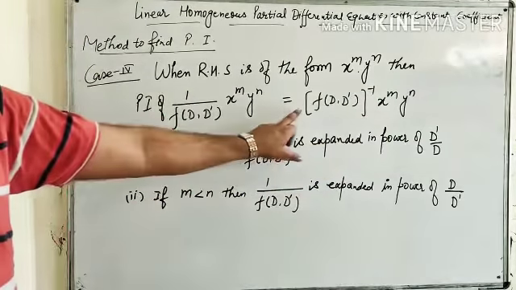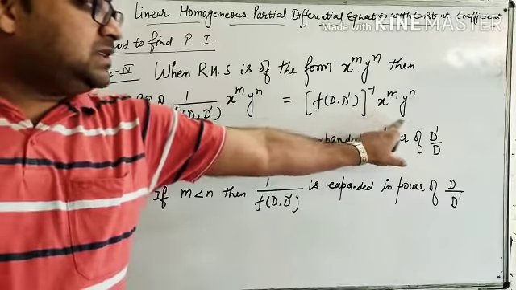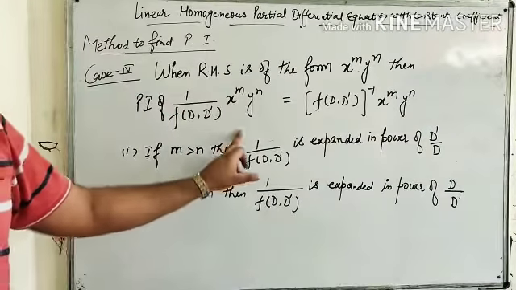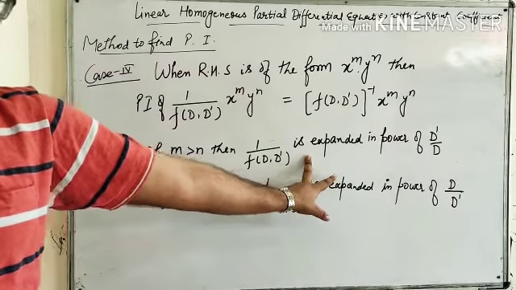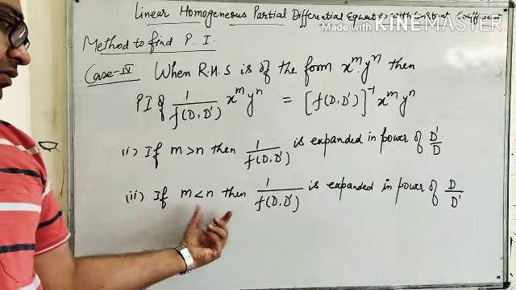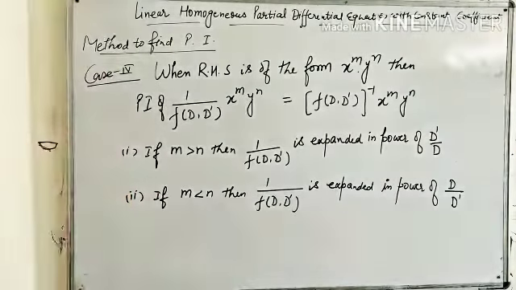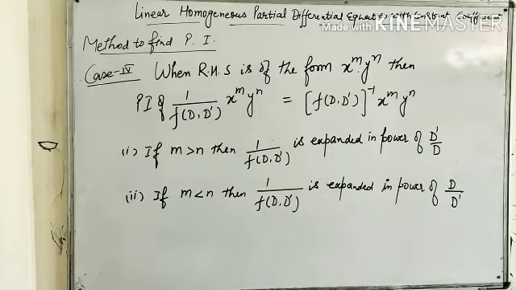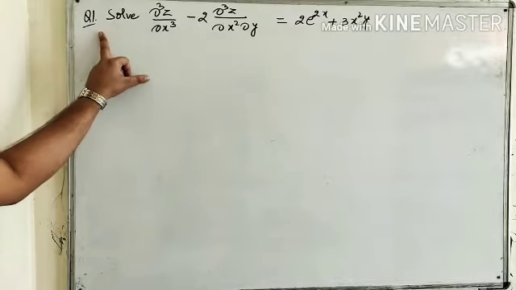Now the expansion of this particular function depends on the power of x and y, that is, it depends on m and n. If m is greater than n, then 1 upon f(D, D') is expanded in powers of D' upon D, and if m is less than n, then 1 upon f(D, D') is expanded in powers of D upon D'. Now we shall solve a few questions based on this particular case so that you can understand how to apply this type of condition.